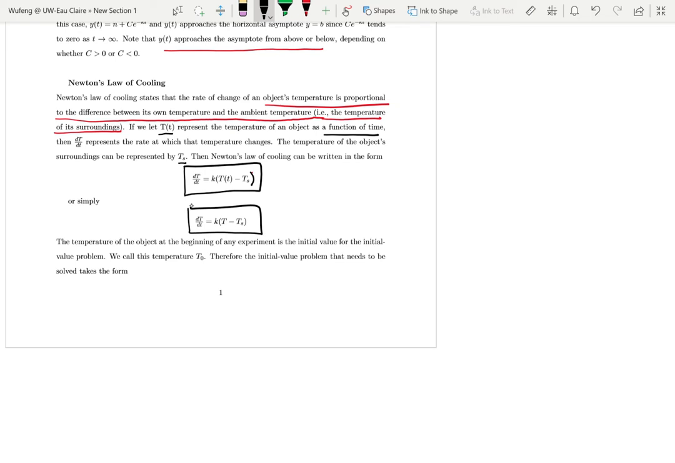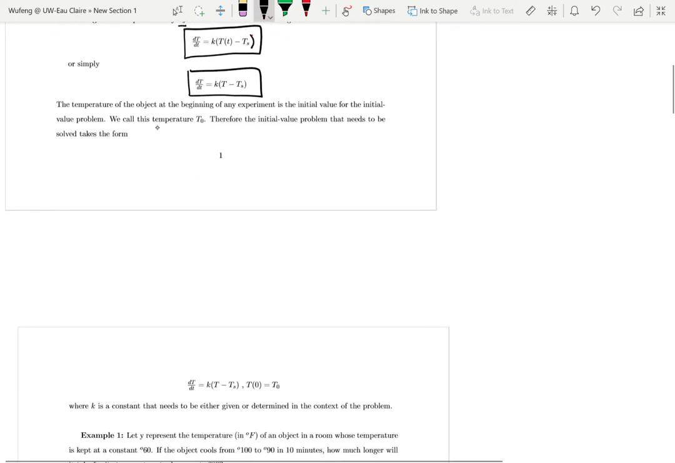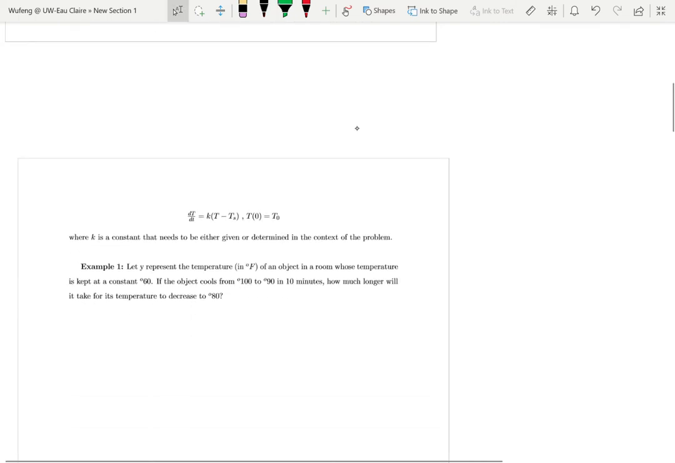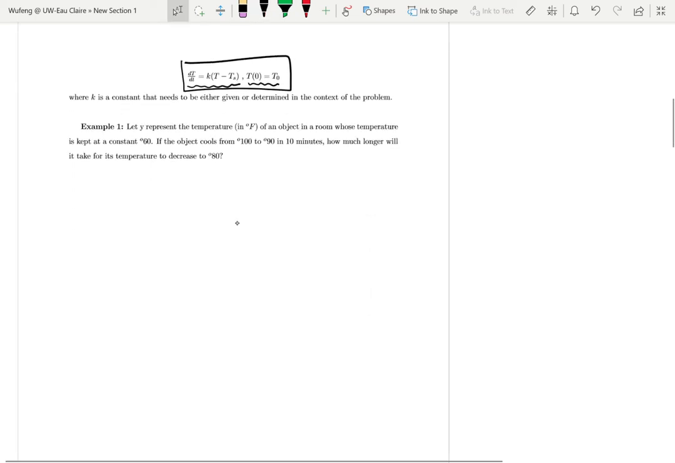And the temperature of the object at the beginning of the experiment is the initial temperature. Normally we call that T0, the initial temperature of the object. So therefore, this is the initial value problem that needs to be solved. This is the initial temperature of the object, and this is the differential equation we can set up based on Newton's law of cooling. k is a constant rate.